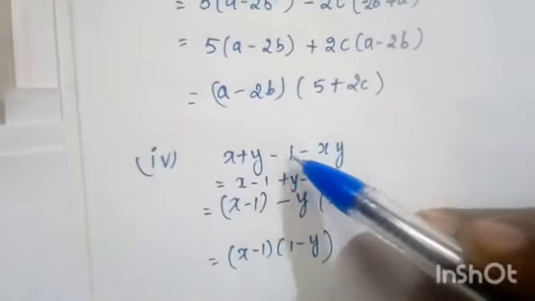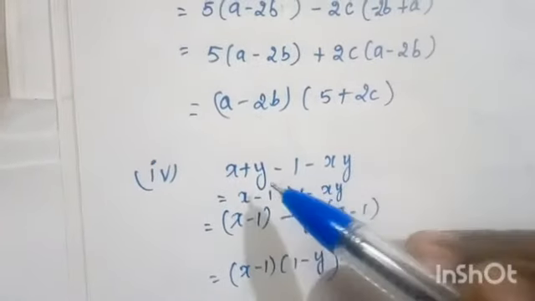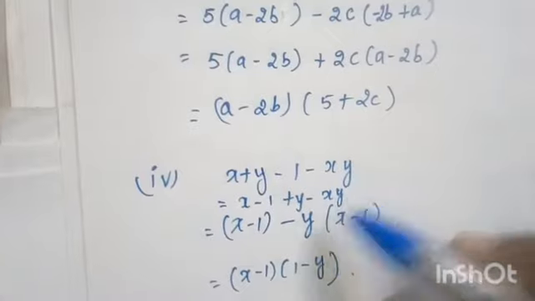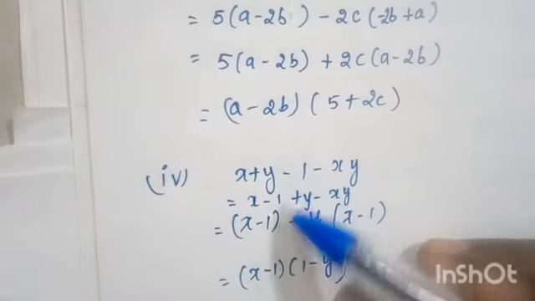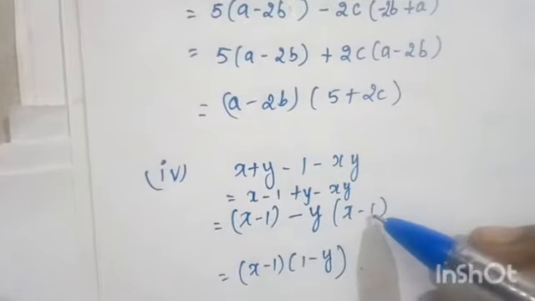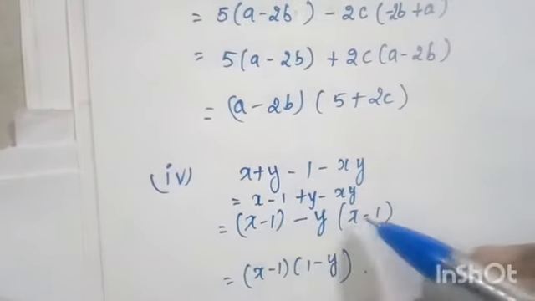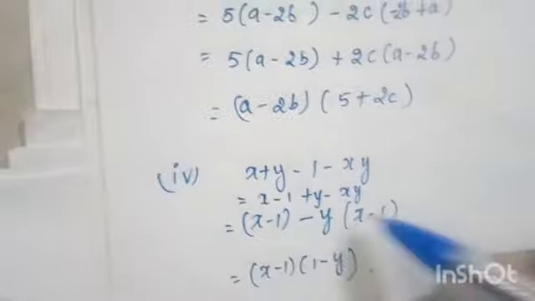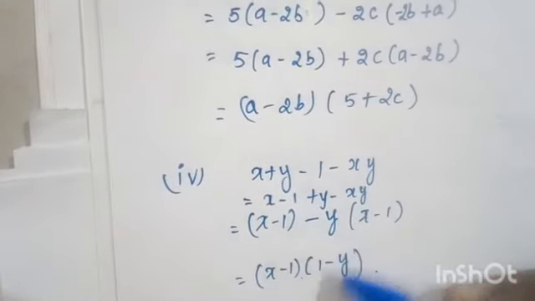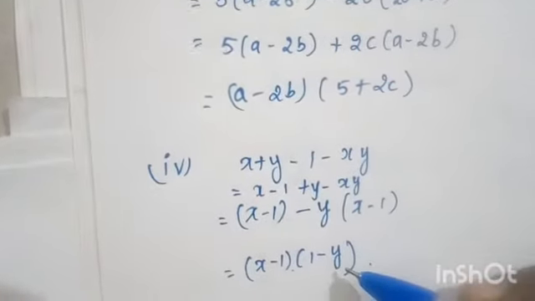The fourth problem, x plus y minus 1 minus xy. Rearrange this: x minus 1 plus y minus xy. Make these two a group, x minus 1. In the second group, take minus y as common, so x minus 1. In the group, take the same and write. Now x minus 1 is common, take it outside. What remains is 1 minus y. This is the factorized form.